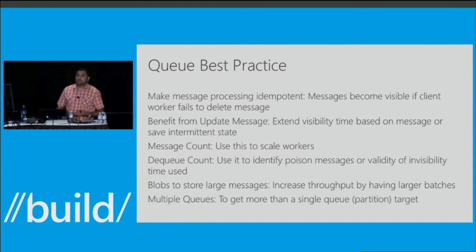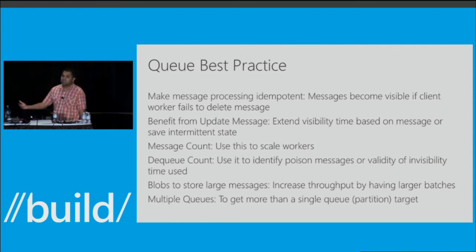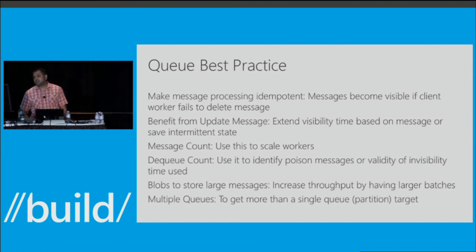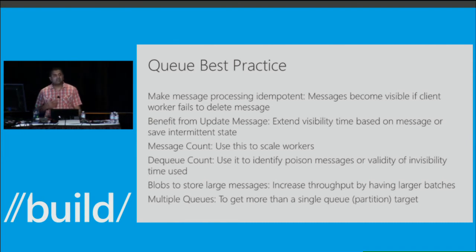Blobs to store large messages: this is one more pattern that a lot of people have used to increase their batching. A message size can be 64K. If it exceeds that, what they do is store the message offline in a blob and store the blob index into the message. Now, when they process the message, they retrieve that blob, and they get a higher throughput, because you can process more messages with a single request to the blob store. So this kind of pattern can give you a larger throughput when you want it using Windows Azure queues.